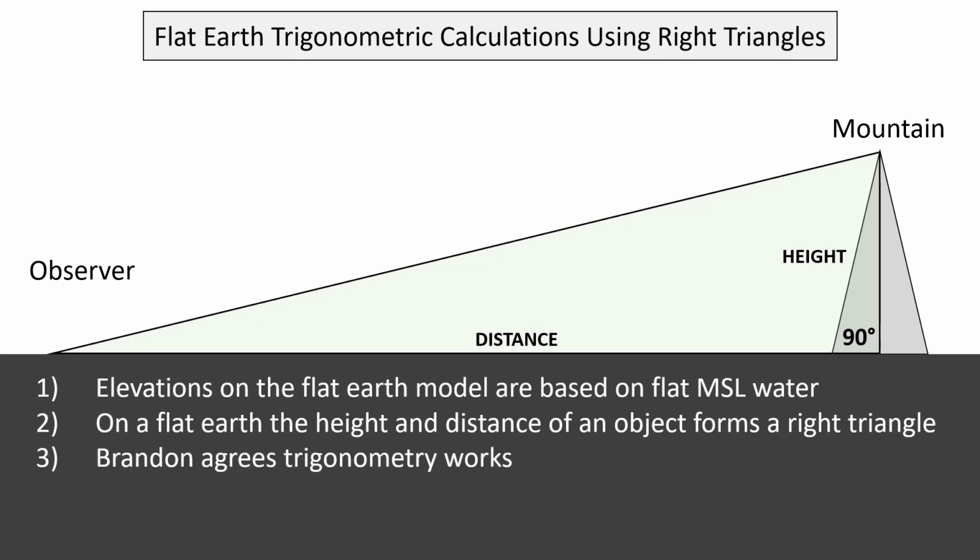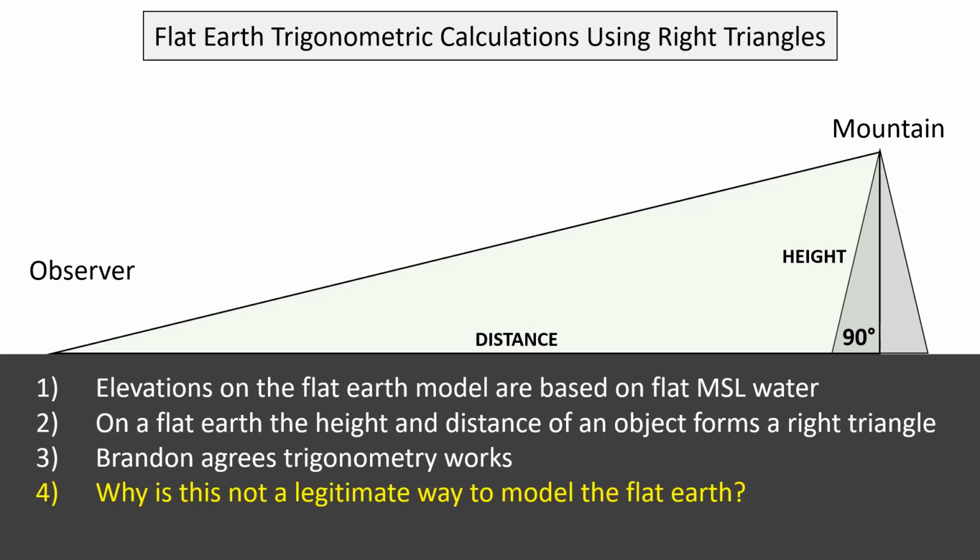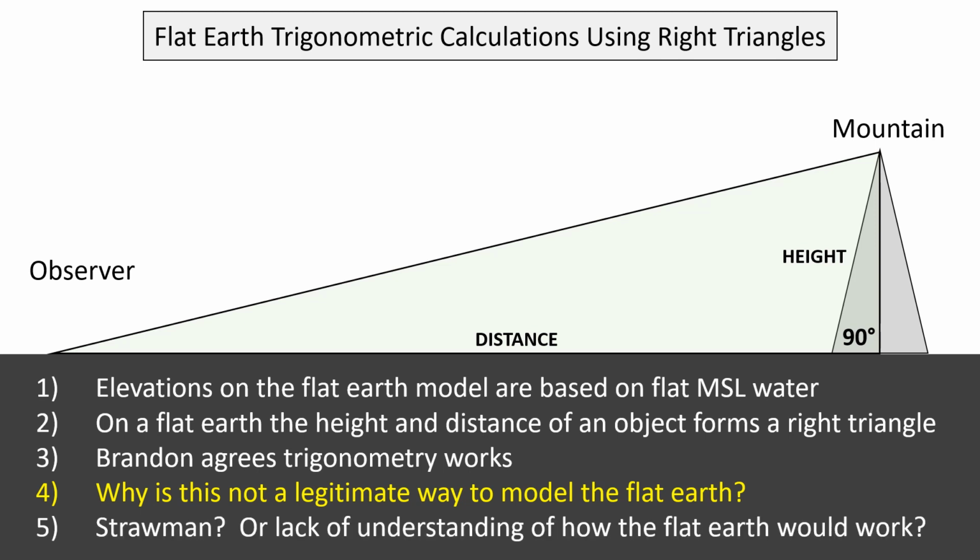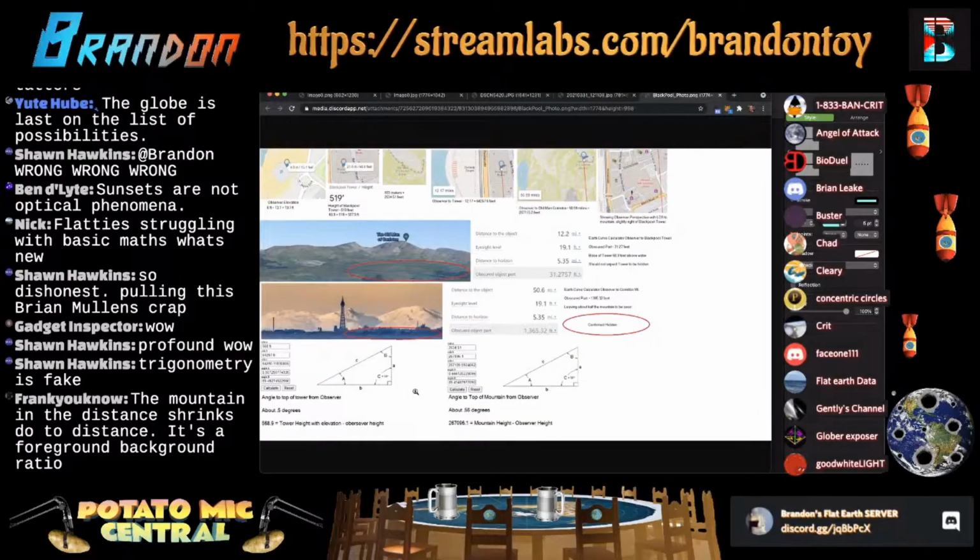Brandon agrees that trigonometry works. So why is this not a legitimate way to model the flat Earth? So is this really a straw man, or just a lack of understanding of how the flat Earth would work? You're measuring optical phenomena. You're not measuring something physical.